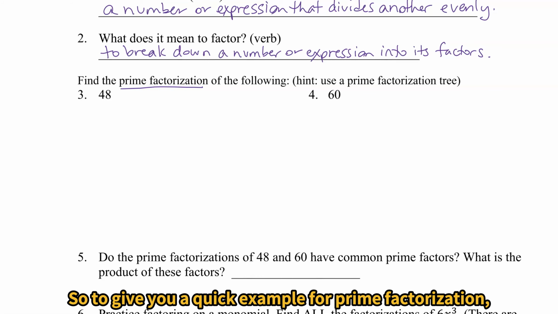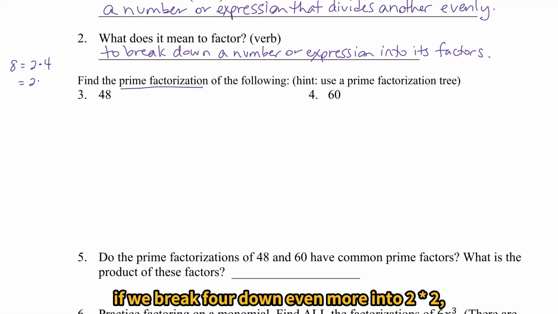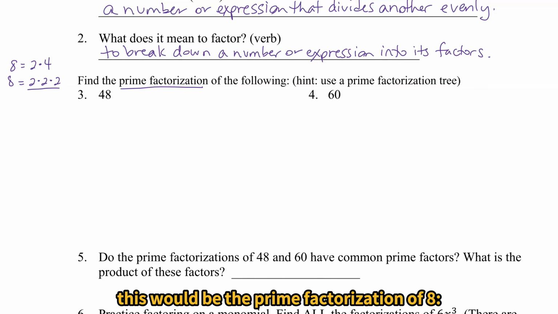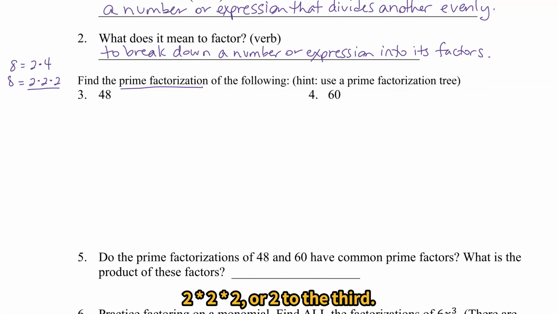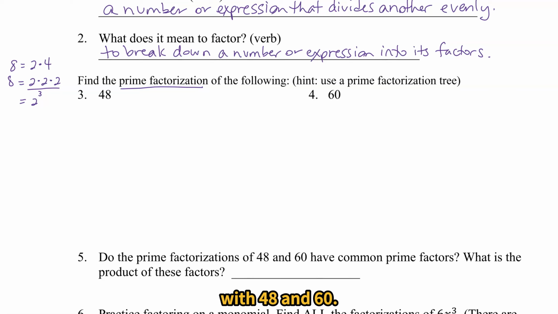To give you a quick example for prime factorization, 8 is 2 times 4, but 4 is not prime. If we break 4 down even more into 2 times 2, this would be the prime factorization of 8: 2 times 2 times 2, or 2 to the third. That's what we want to do with these two problems, with 48 and 60.